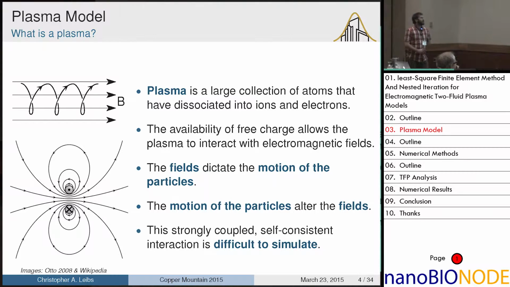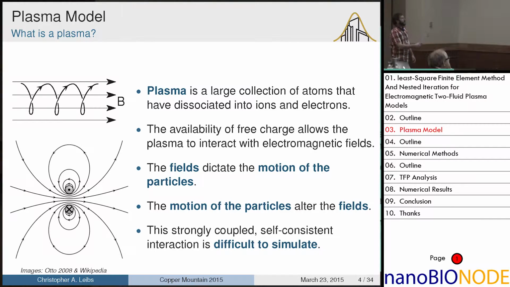It's a very, very large collection, I should specify, of atoms that have dissociated into ions and electrons, which are charged particles, ions being a lot heavier than electrons. And this availability of free charge is what makes this a bit difficult to simulate. So the fields are going to dictate the motion of the particles, and likewise, as the particles move around, the fields, of course, become altered.